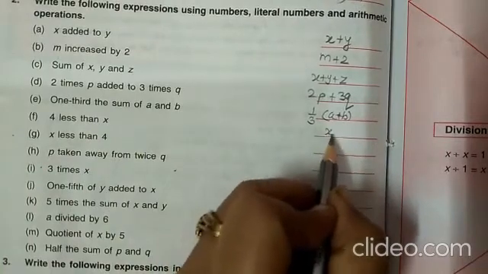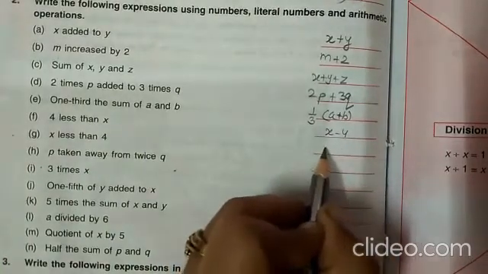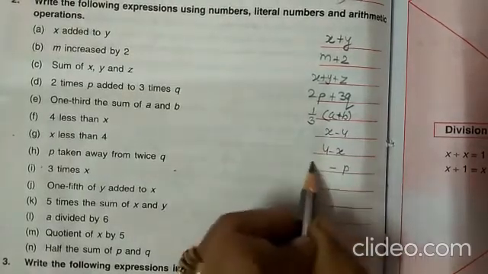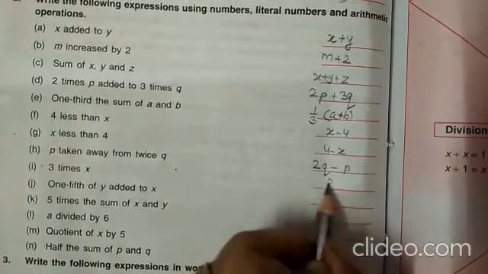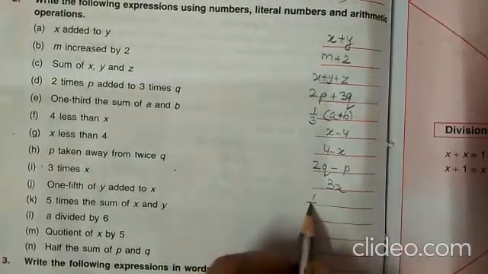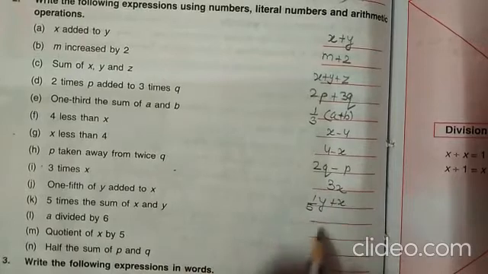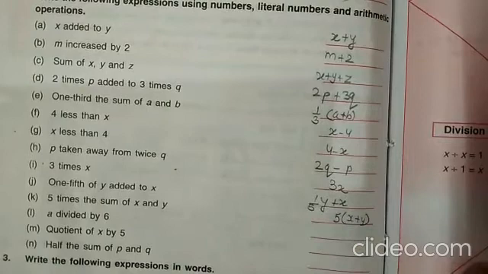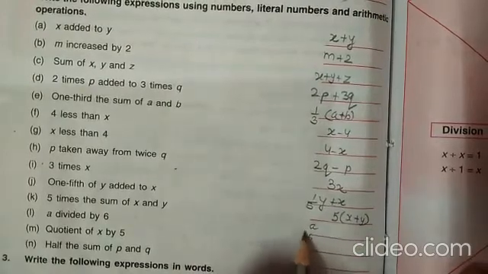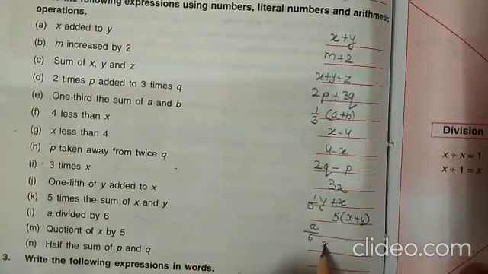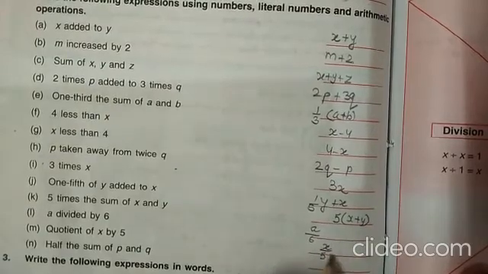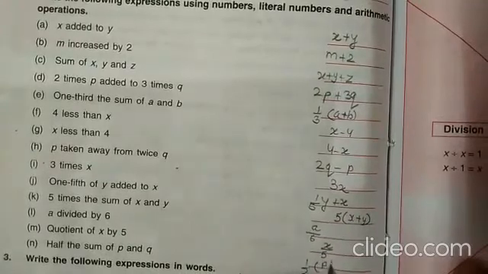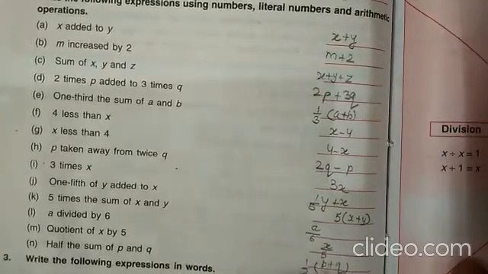4 less than x. 4 minus x. P taken away from twice q. 3 times x. 1/5 of y added to x. 5 times the sum of x and y. A divided by 6. Quotient of x by 5, that is divide x by 5, we will get the result as quotient. Half the sum of P and Q. Clear?